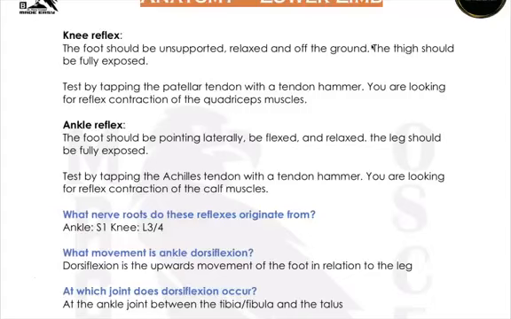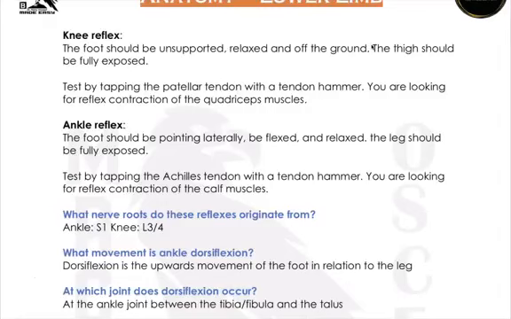Ankle reflex can be elicited by two methods. Number one is just flexing the knee joint and supporting the ankle over the opposite part of the lower leg, and then just tap over the Achilles tendon, and we will see the reflex over the calf muscle and contraction at the ankle joint. So there will be plantar flexion.